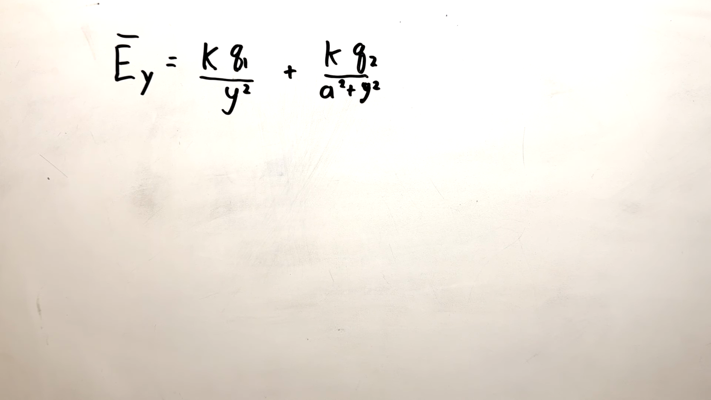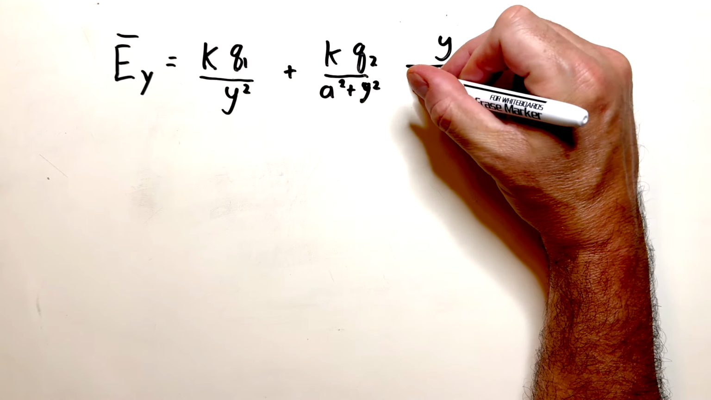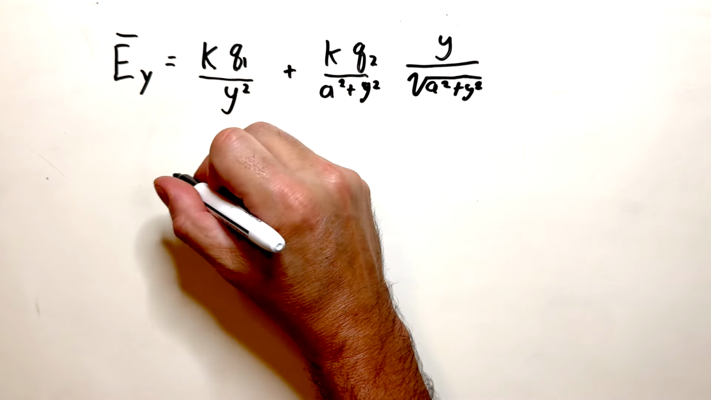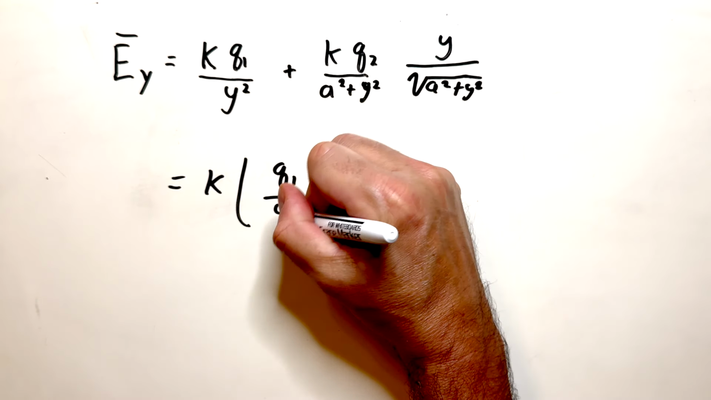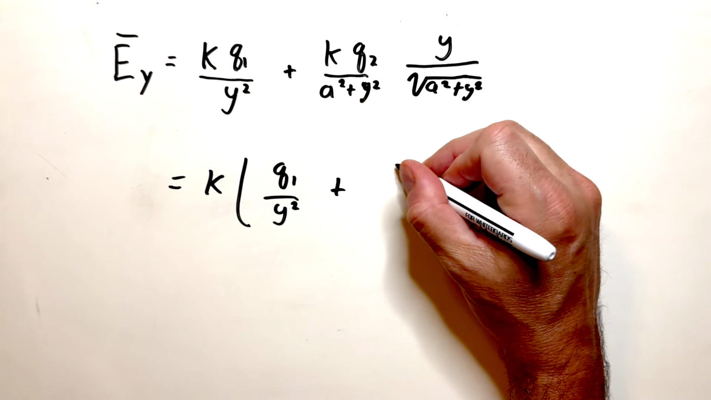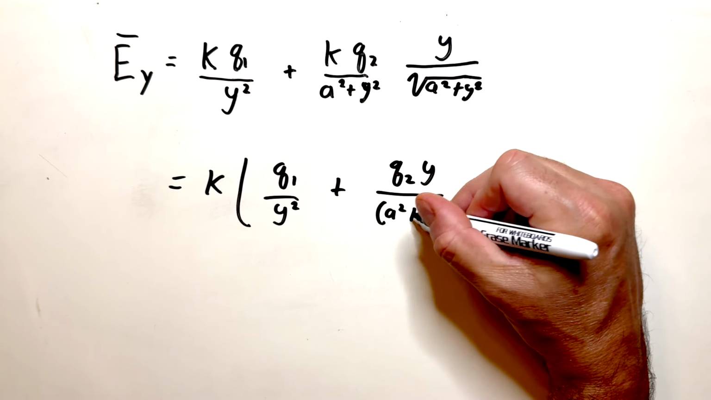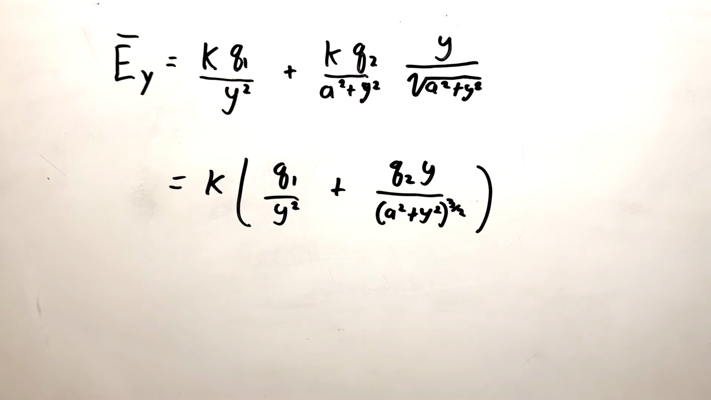Okay, so I have to apologize. I made a small algebraic mistake in the lecture. I want to clear it up real quick. I replaced the cosine of theta as Y squared over the square root of A squared plus Y squared, but in fact it's supposed to be Y over the square root of A squared plus Y squared, which will then give us K times Q1 over Y squared plus Q2 Y over A squared plus Y squared to the 3/2 power. Sorry about that.